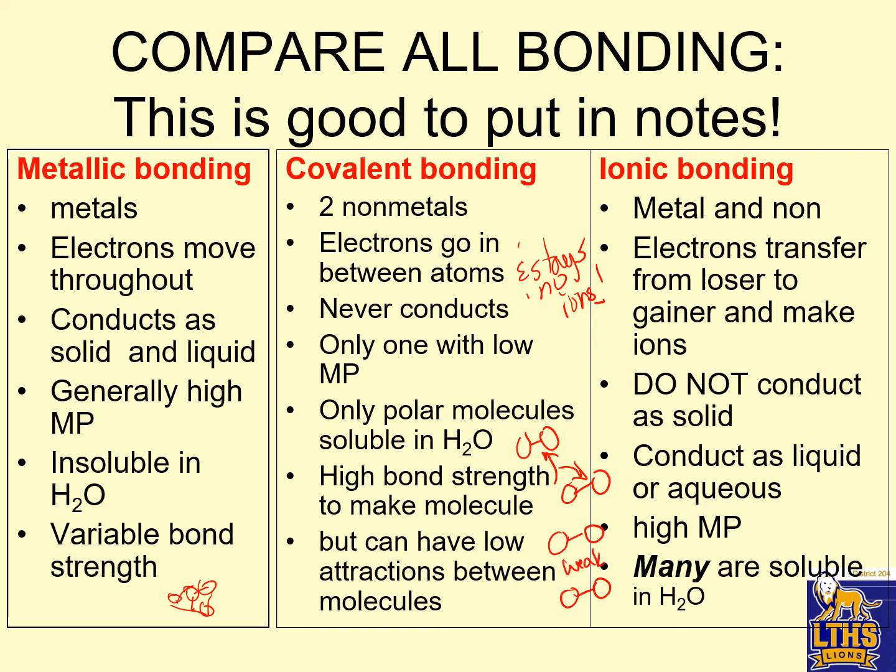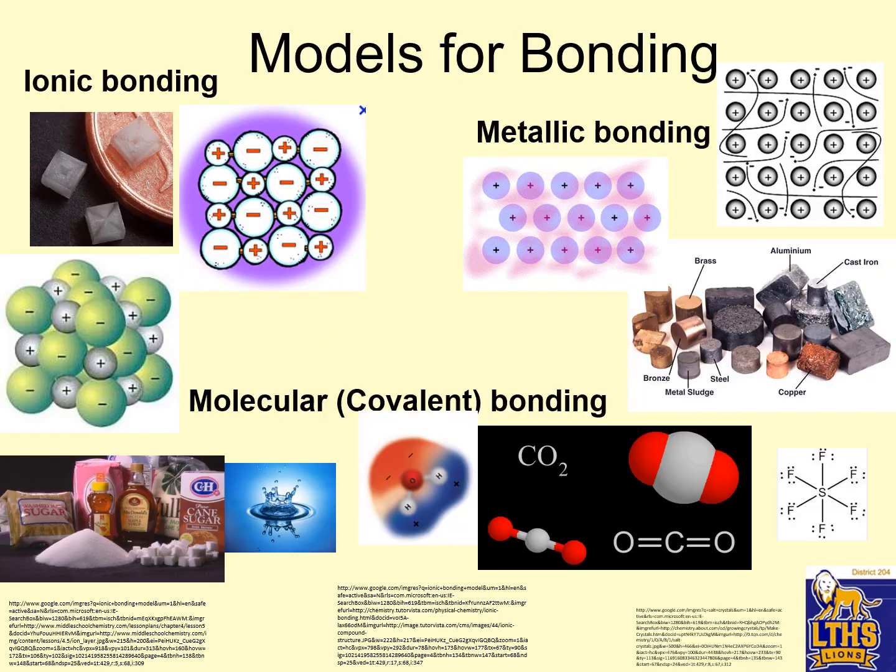Okay. Ionic bonding is metals and nonmetals. The electrons transfer from the loser to the gainer and make ions. They do not conduct electricity when they're solid because those ions are stuck. But as a liquid or aqueous, they do conduct. They have high melting points and boiling points, and many are soluble. Okay, so here are some models. Here's ionic. Look, the ions, but they're stuck.